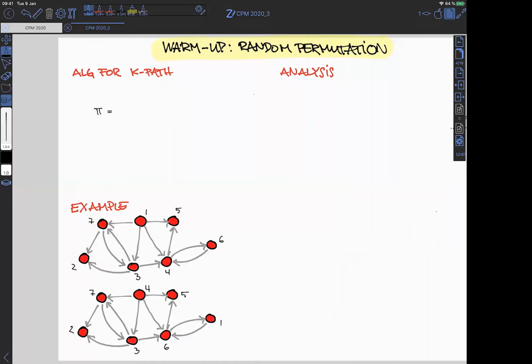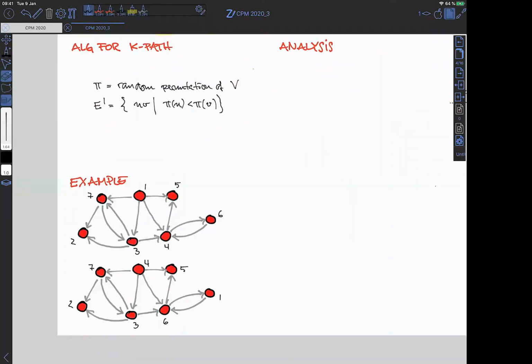let pi be a random permutation of the vertices, and then restrict the edge set to all those edges uv which were in the original graph, but for which pi now satisfies the ordering. So I've done 2 examples down here. I'm going to throw away every edge that fails to point from a smaller vertex to a larger one in the random permutation. So I guess this guy goes away, and probably some more. I can't see right now. This guy goes away, and this guy goes away.